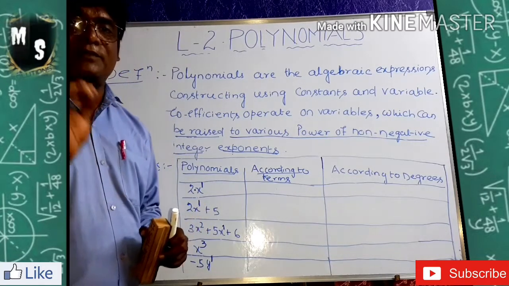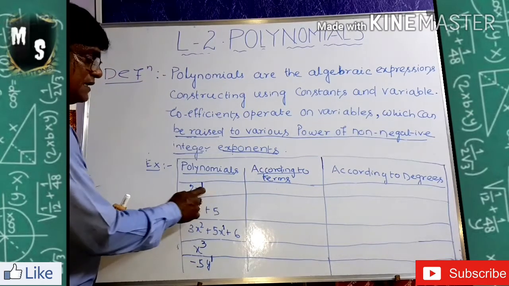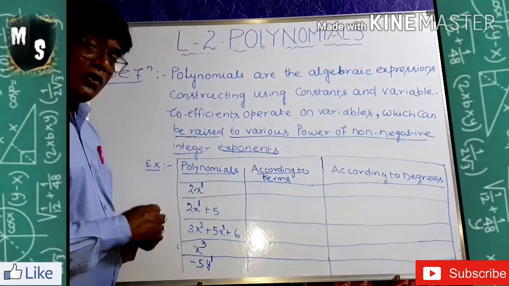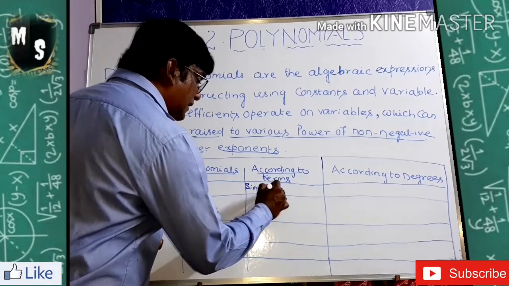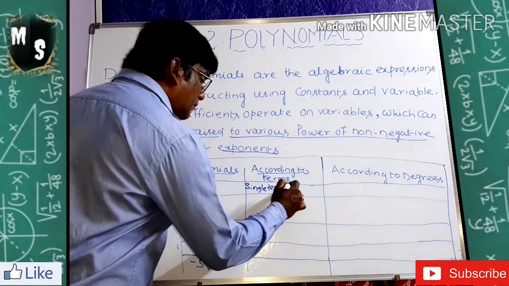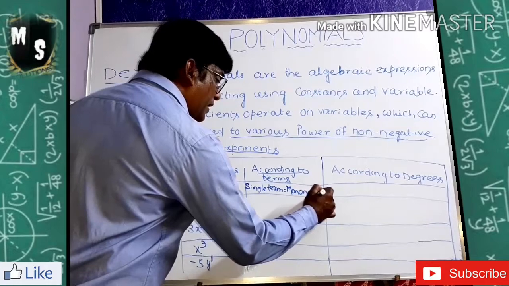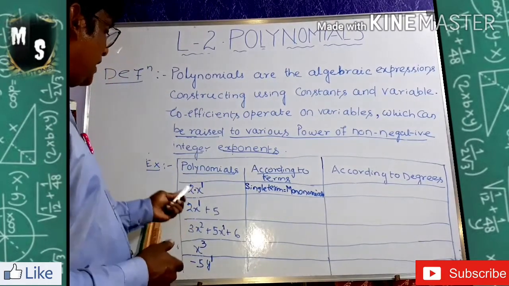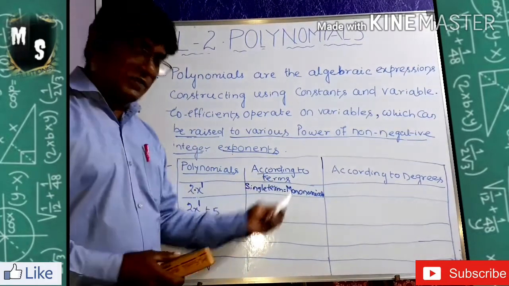Algebraic symbol means plus or minus in between the terms. See now, here nothing is added, nothing is subtracted. So it is a single term. What is a single term called? Single terms are called monomials. And when you are classifying according to the degrees, we'll go later. Let's classify according to the terms first.